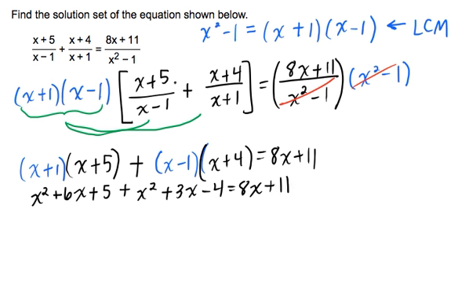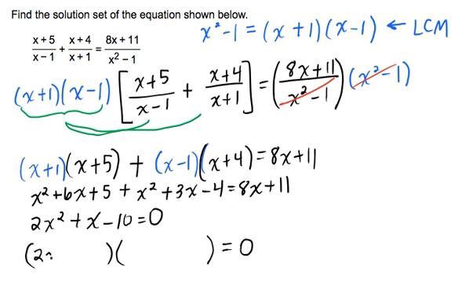Okay, then we want to combine like terms. So let's see, I've got an x squared plus x squared is 2x squared. And I've got 6x plus 3x is 9x, minus 8x is plus 1x. Then I've got 5, minus 4 is 1, minus 11 is negative 10, equals 0. And let's see if that factors. To get a 2x squared for your first term, those two terms are going to have to be 2x and x. Let's see, we want the last two terms to multiply to negative 10 and add to positive x.